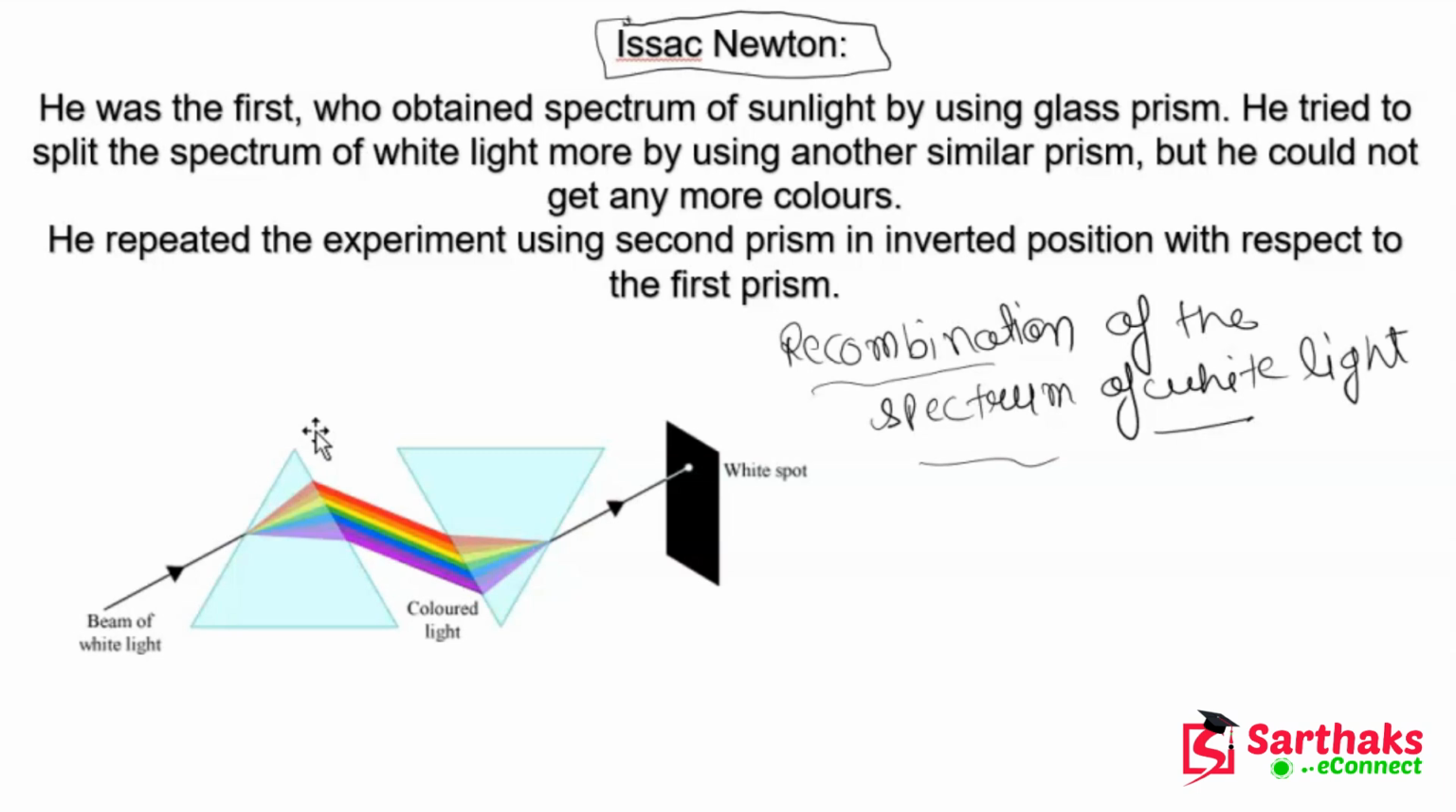We know that whenever we pass a beam of white light through a prism, it splits into 7 parts, into the 7 colors. Isaac Newton was trying to break these colors further. He wanted to split them into more colors, but he couldn't, because these are only 7 colors and they cannot be split more. So then what did he do? He placed a second identical prism in an inverted position. You can see in this picture that he placed an inverted prism.